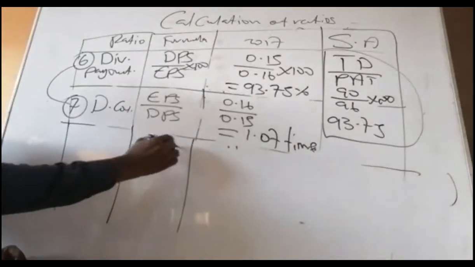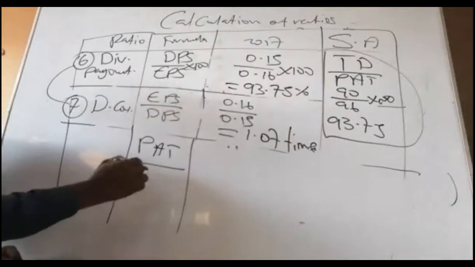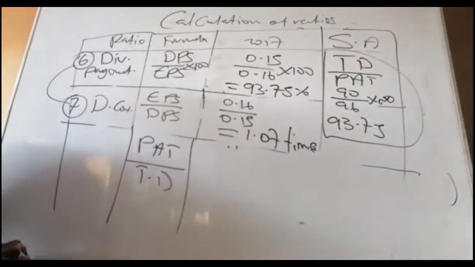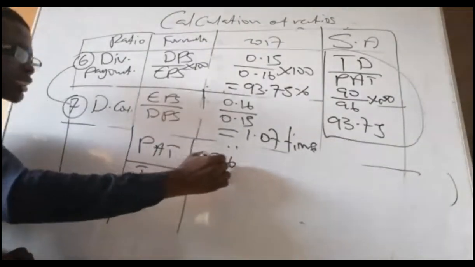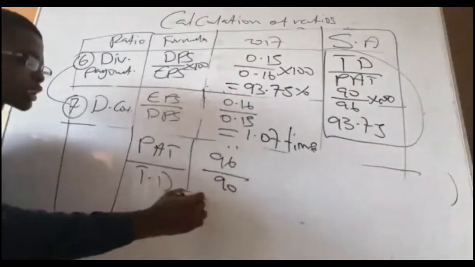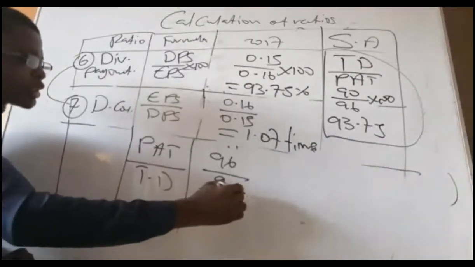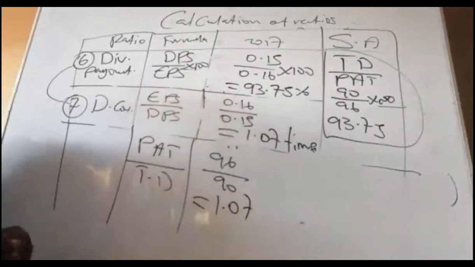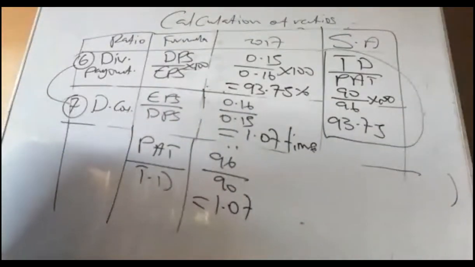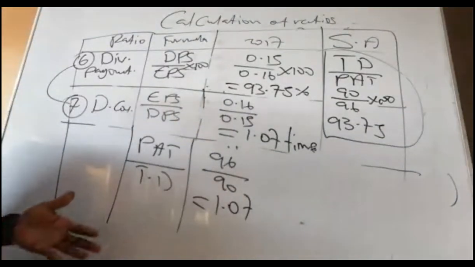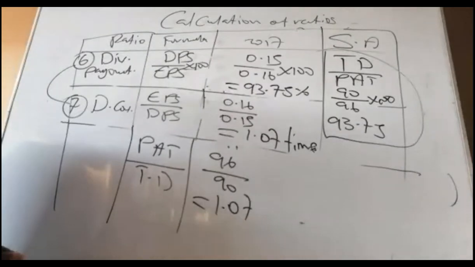The alternative approach is nothing but the one I wrote first: the profit after tax all over the total dividend. What's the profit after tax? 96. Total dividend, 90. You must get the same answer, 1.067. We are done. So that's the end of the ratio calculation. Please, and please again, I'm going to do something, and that one is very important. Good.